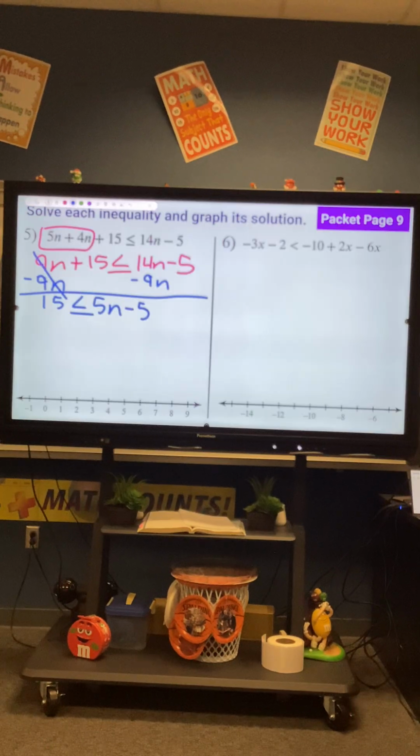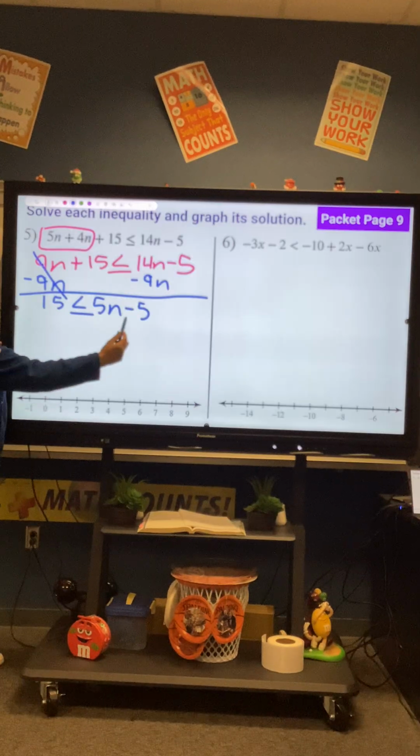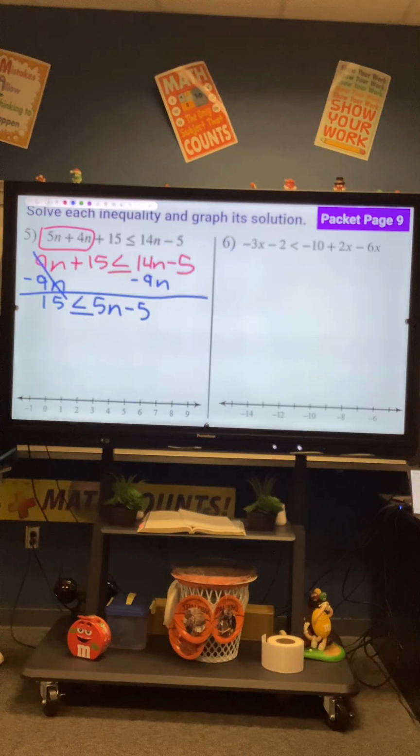I'm gonna help you out. It's 2 things we can do, right? You have technically 3 steps, but 2 steps to solve one, and then an additional step because of how we did this problem. You see this? I want to get n by itself, right? So I can either divide by 5 or add this 5.